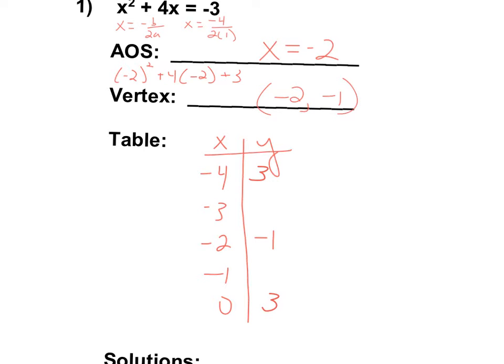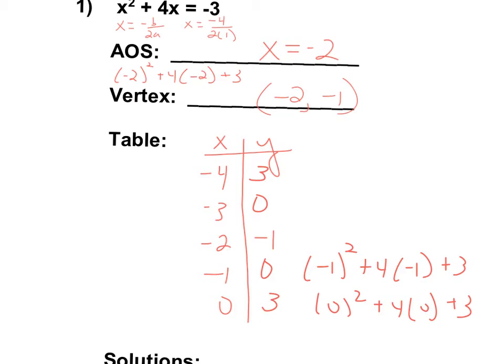Okay, now the negative 1 here, so I've got negative 1 squared plus 4 times negative 1 plus 3. Just take note, all I did down here was plug in that 0, and that's how I got that 3 out. All right, so negative 1 squared is 1, minus 4 plus 3, we end up with 0, so we have a 0 up here at negative 3 as well.